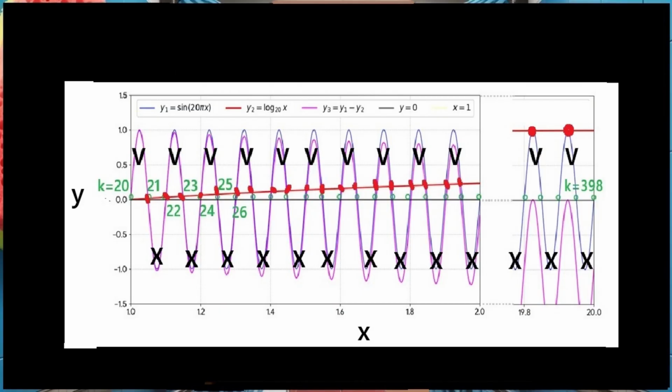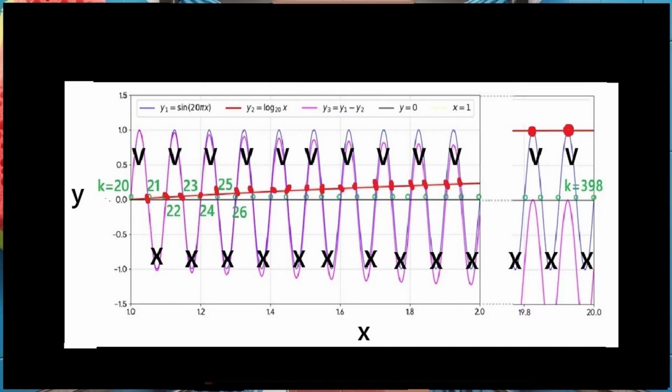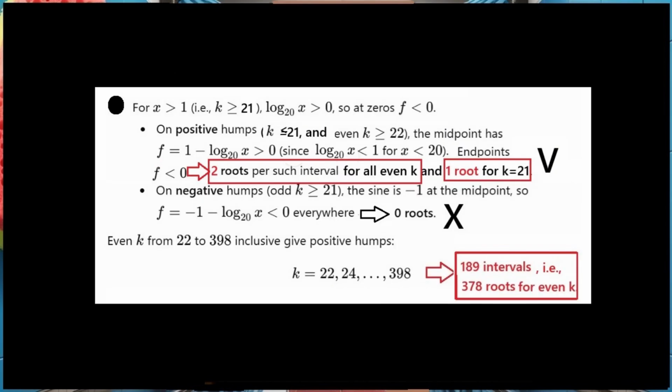On the negative humps, all odd integers greater than or equal to 21, sine reaches negative 1 at the midpoint, making the entire difference function negative. This means there are no roots in these intervals. Thus, the even integers from k equal to 22 through 398 produce exactly 189 positive humps, each contributing 2 roots, for a total of 189 times 2, equal to 378 roots.